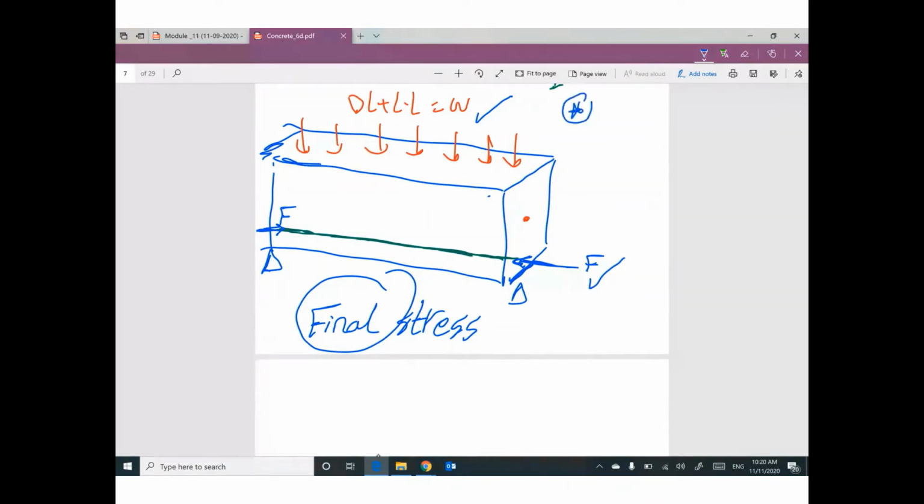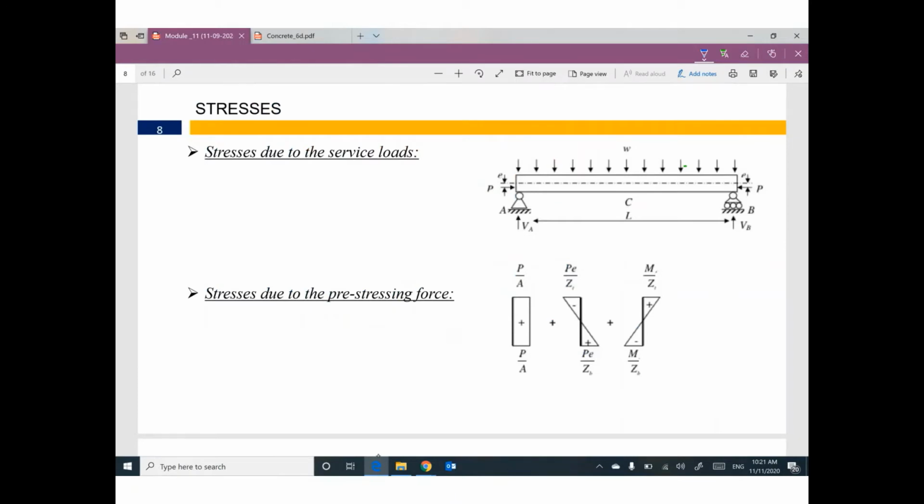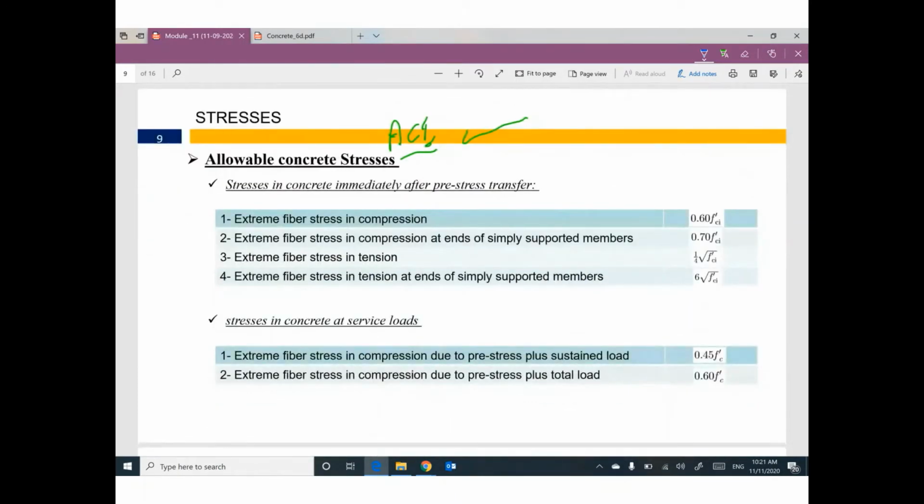The final shape of the pre-stressed beam is a simply supported beam under the effect of dead load and live load, and we have a pre-stressing force which is eccentric. That means we have an eccentricity, e, between the force or the tendon and the centroid of the cross section. So we have different scenarios. I will solve each scenario alone, then add them together to figure out the final stress. Based on the final stress, I can make a check against the allowable stress, which ACI gives you. We compare to see if the section is safe or not.